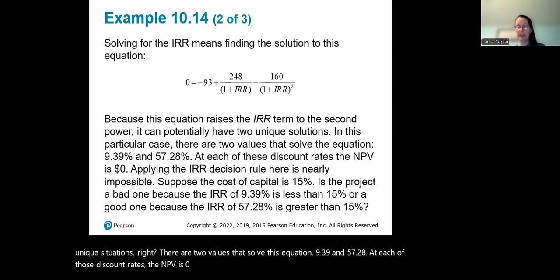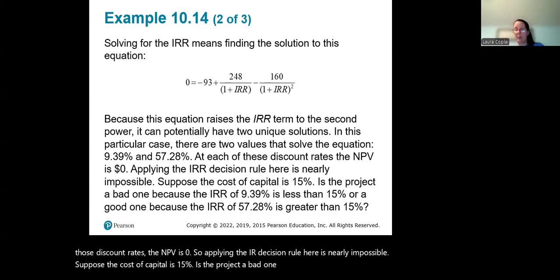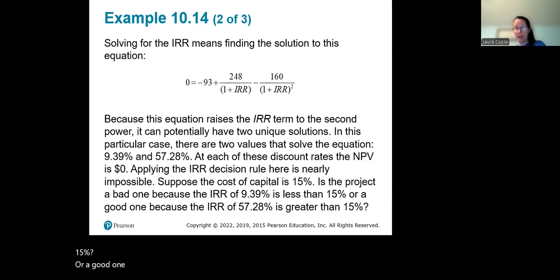So applying the IRR decision rule here is nearly impossible. Suppose the cost of capital is 15%. Is the project a bad one because the IRR of 9.39% is less than 15%, or a good one because 57.28% is greater than 15%?